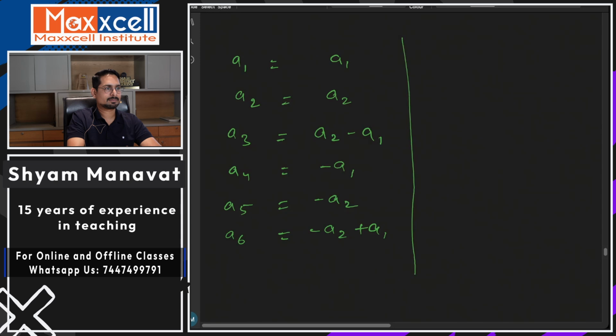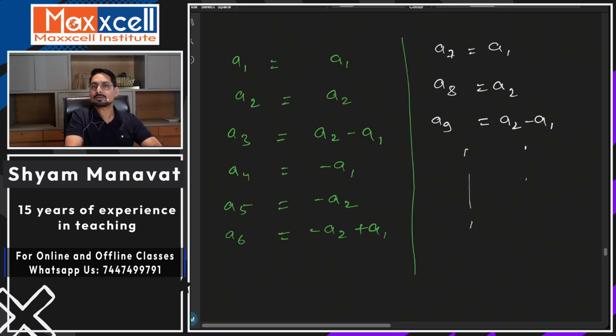It repeats itself. If you look at A7, that is again equal to A1. A8 is equal to A2 again, so that means definitely A9 is supposed to be, it has to be what? A2 minus A1, isn't it? And this sequence will continue. This is called cyclicity in a sequence. So that after a particular term, you will find the similar terms repeating. Cycle. Are you understanding that?